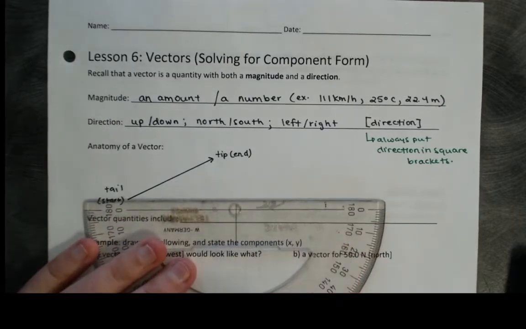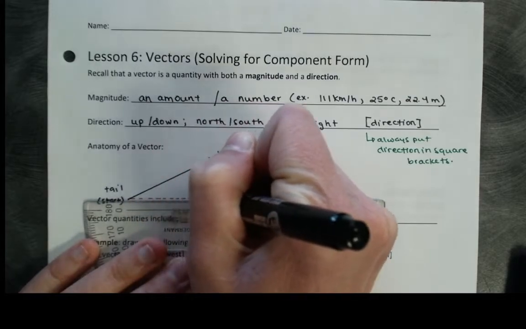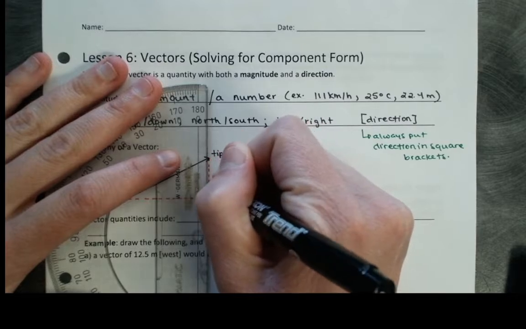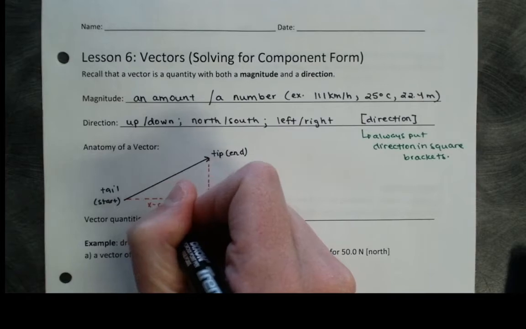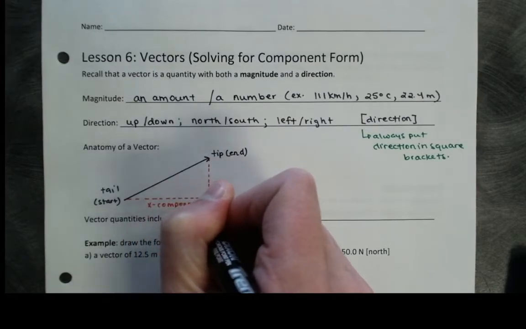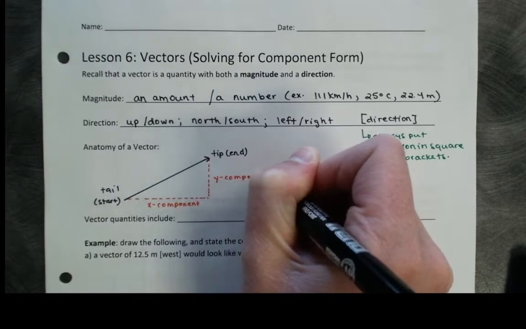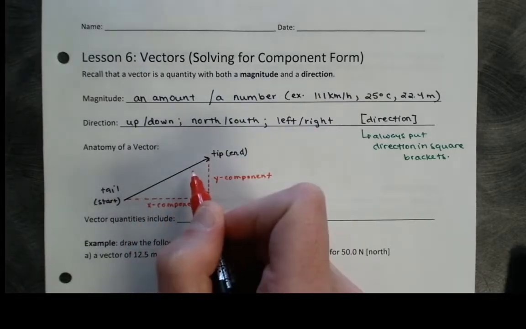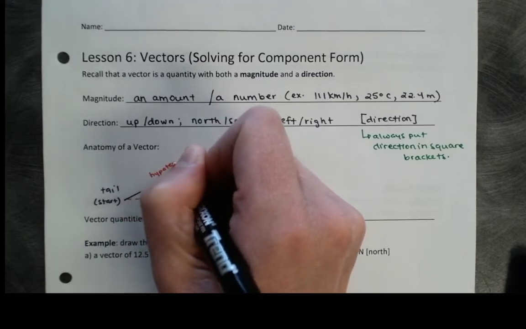Vectors have an x component. So the x component is the component that goes in the horizontal direction. And then vectors also have a vertical component, the y component, which is vertical. Okay? So x component, y component. Okay, so really what this is doing is it's forming a right triangle where you have an x, you have a y, and then you have a hypotenuse. So this is the hypotenuse.